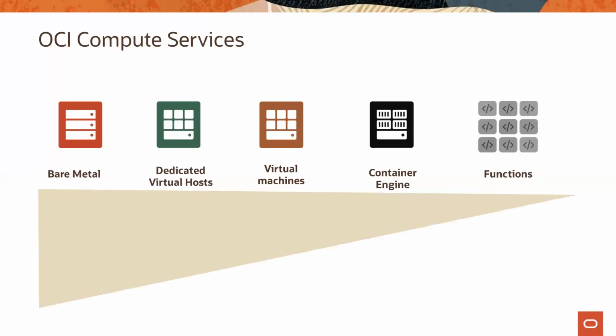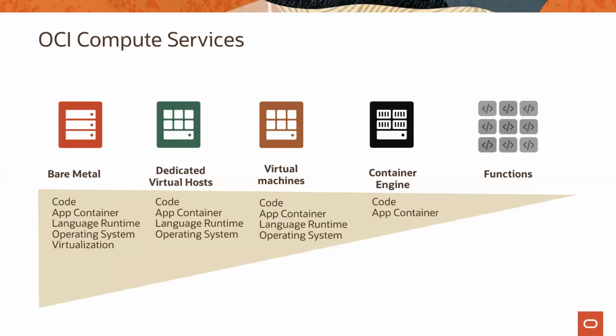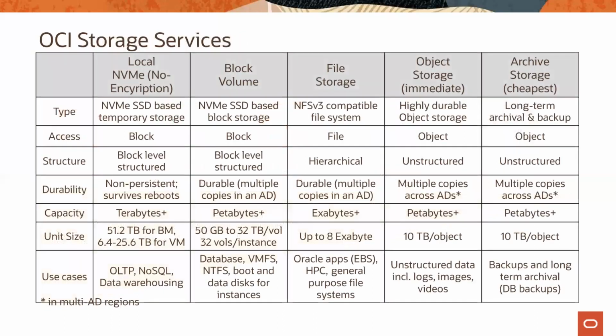So here you need to understand what services you are having. In bare metal, you have to provide virtualization, operating system, and so on yourself. For dedicated virtual host, you get the virtualization from Oracle, but you have to do your operating system. For virtual machines, it is still the same. For containers, you just deploy your containers, and for functions you deploy your code.